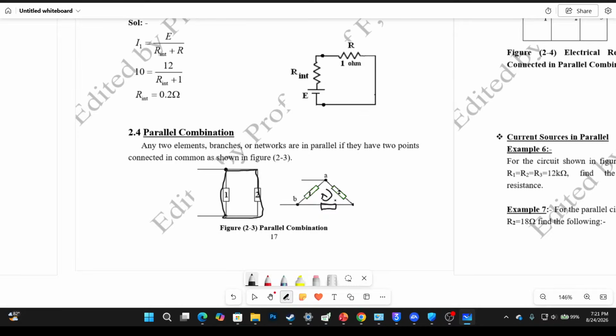Or you can say both ends of the resistors should be connected together. So we have here to be our node A and this here to be our node B. You could see that the end of this R1 is connected to R2 and the other end is also connected to R2. That's when we say resistors are in parallel.